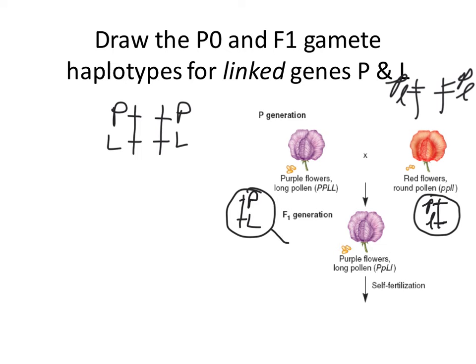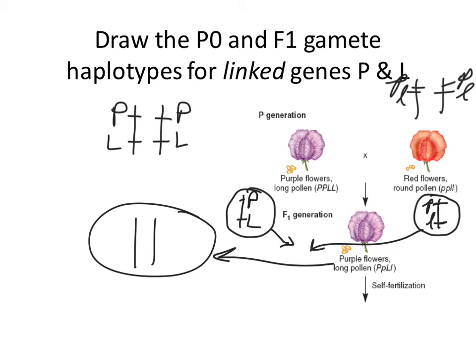So when those come together in the F1, that F1 individual has chromosomes that look like this. It got its big P, big L chromosome from the parent on the left, and it's got its little p, little l chromosome from the parent on the right. So it's a dihybrid, big P over little p, big L over little l. It's just that in this case we have a little bit more information. We know that the two capital letters are on one chromosome, and the two lowercase letters are on the sister chromosome, the homolog.